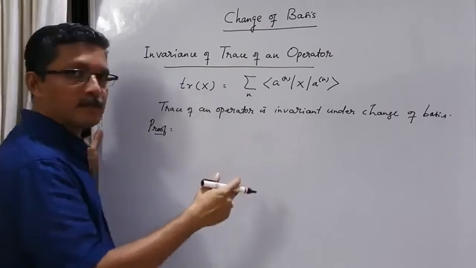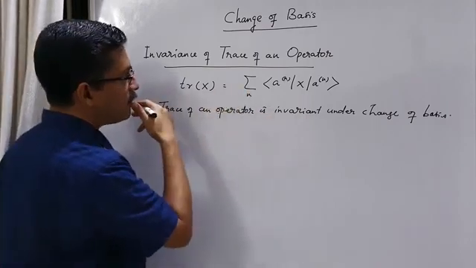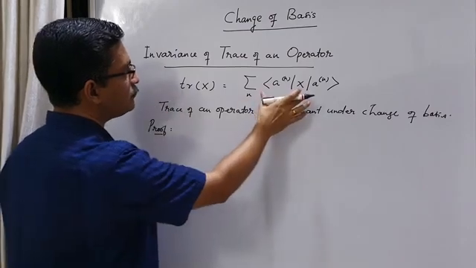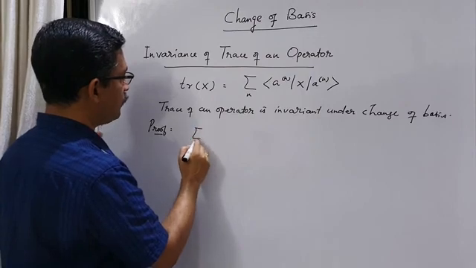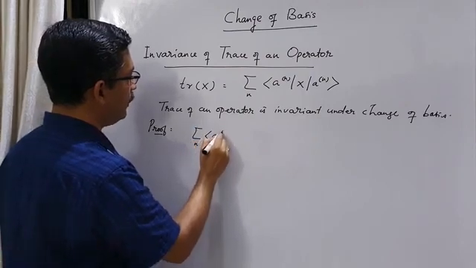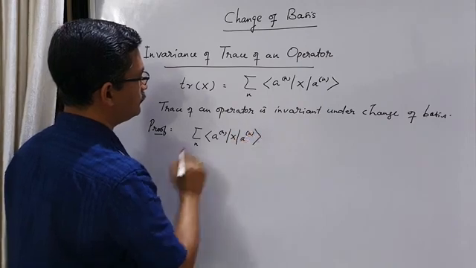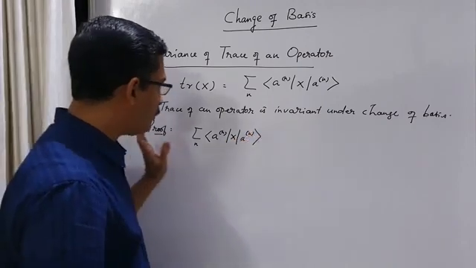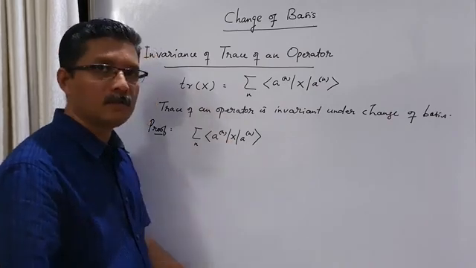So there are different ways to prove this, and I am attempting one way. So let us consider the trace in the old basis, the sum over n of bra an, x, ket an. Now let me express the same operator in terms of the new basis.